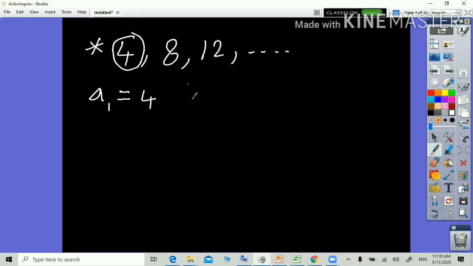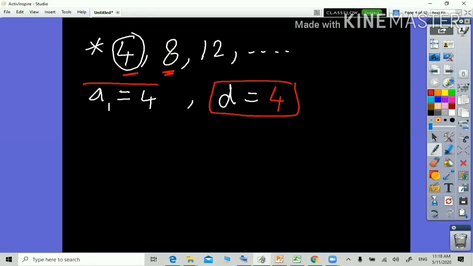What is the common difference? How can I know the common difference? To find the common difference quickly, subtract any term from the previous term. I will say 8 minus 4, 4. 12 minus 8, 4. Every time you will have 4. So the common difference here is 4.